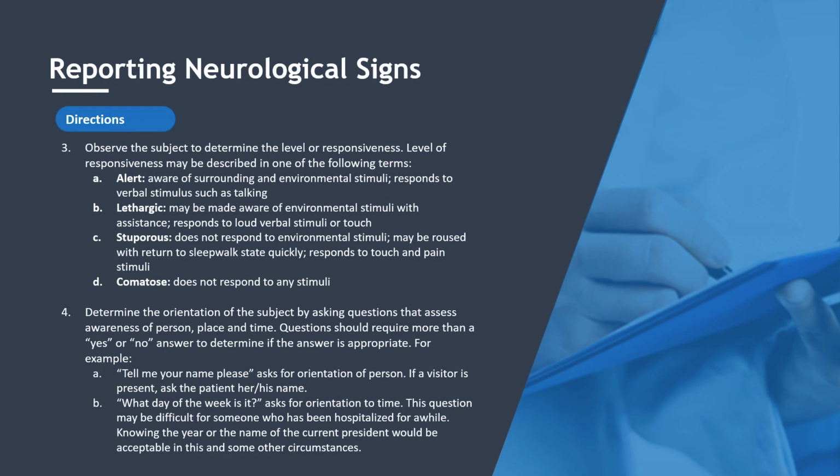Determine the orientation of a subject by asking questions that assess awareness of the person, place, and time. Questions should require more than a yes or no answer to determine if the answer is appropriate. For example, tell me your name, please. Asks for orientation of a person. If a visitor is present, ask the patient his or her name. What day of the week is it? Asks for orientation to time. This question may be difficult for someone who has been hospitalized for a while. Knowing the year or the name of the current president would be acceptable in this and some other circumstances.